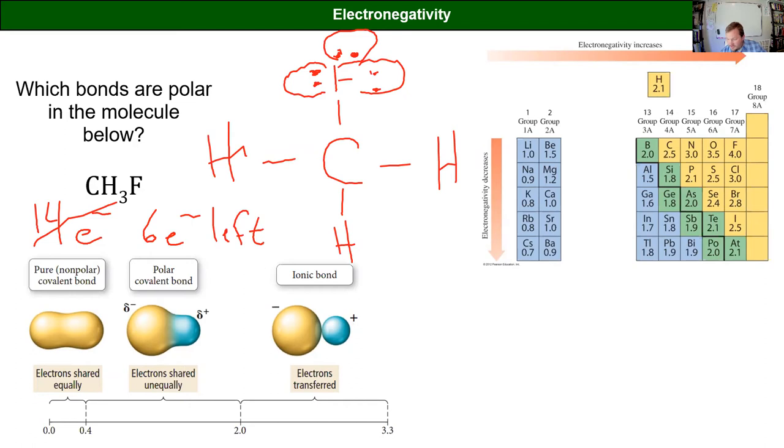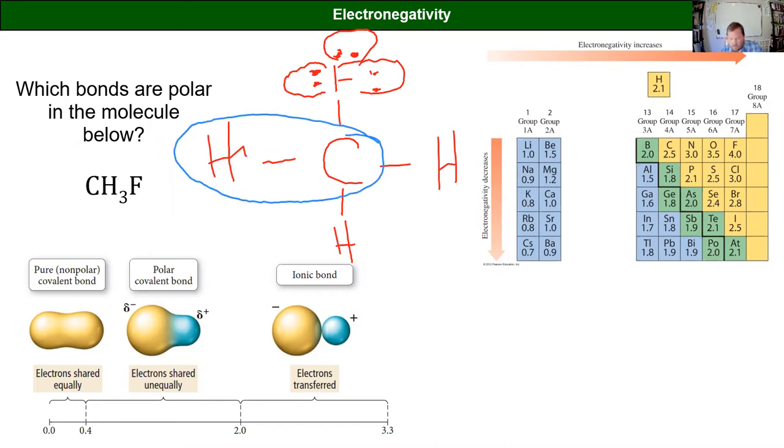So which bonds do we have that are polar? We only have 2 types of bonds, really, right? We have carbon-hydrogen bonds, and we have a carbon-fluorine bond. So our carbon-hydrogen bond, exactly, the carbon-hydrogen bond was our definition of non-polar. So if you have a carbon-hydrogen bond, you know right away it's non-polar.